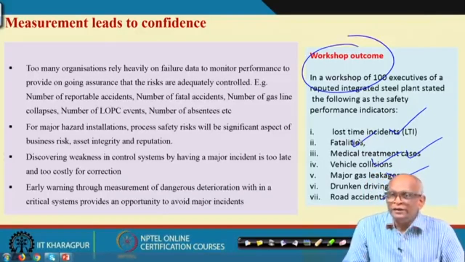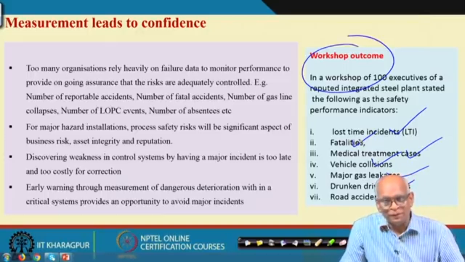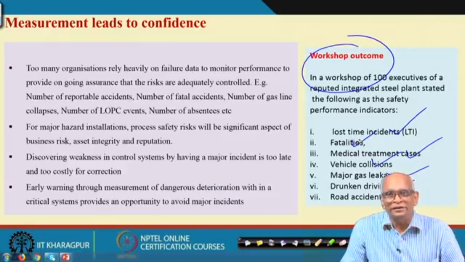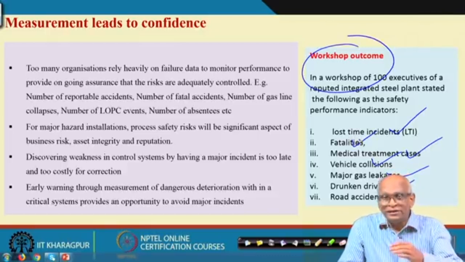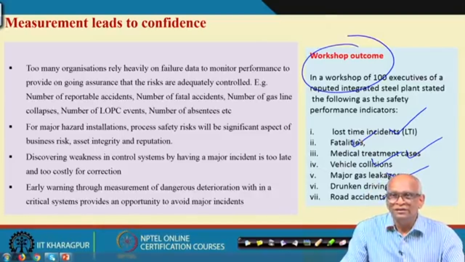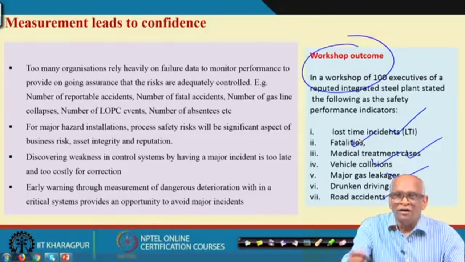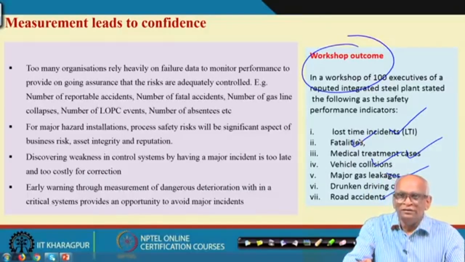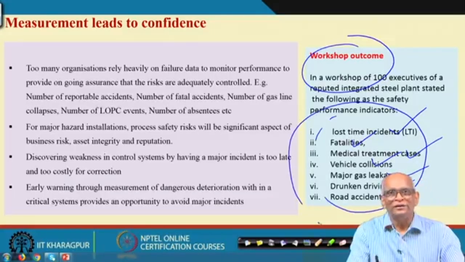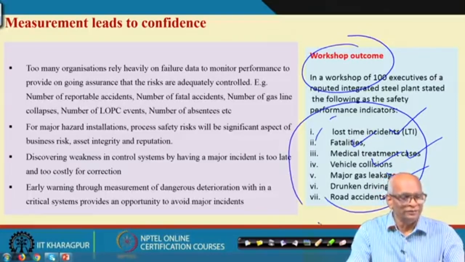If fatalities do not happen, what do you measure? Lost time incidents: you wait for the lost time incidents and only then you measure. If by chance a lost time incident is not happening, that means your safety performance is very good. Organizations across the world, normal organizations, measure these things. But measurement of these things will not give you any improvement in the safety management system.